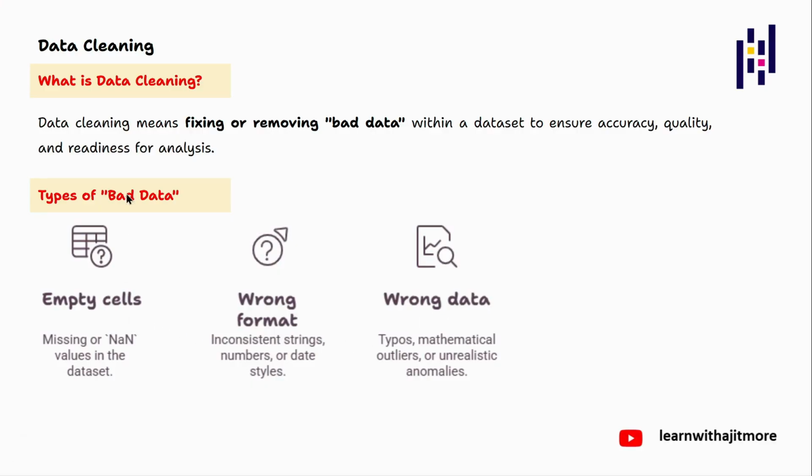So what all things will be done in data cleaning? Removing empty cells, removing wrong format, removing wrong data, and duplicates also. Sometimes duplicates also create problems. The average we were supposed to get will change if the duplicates are there.